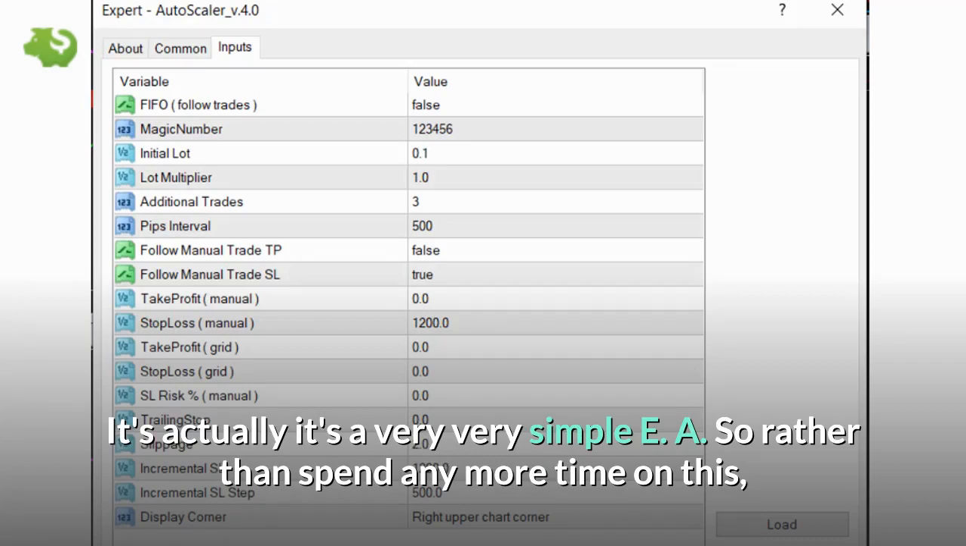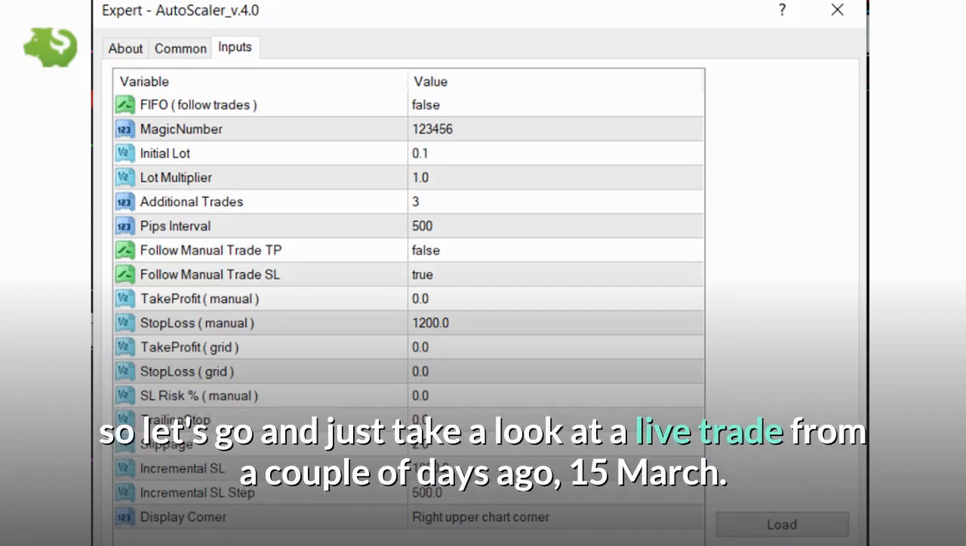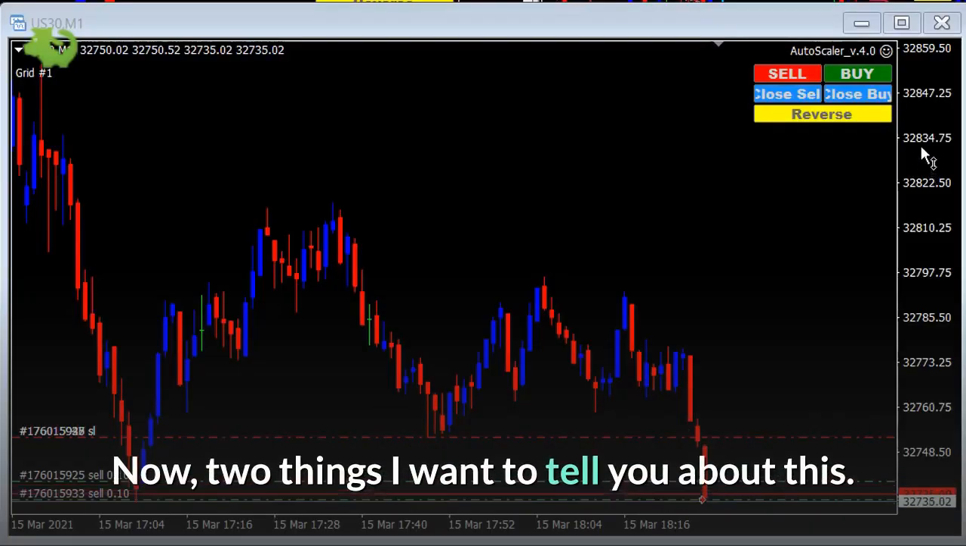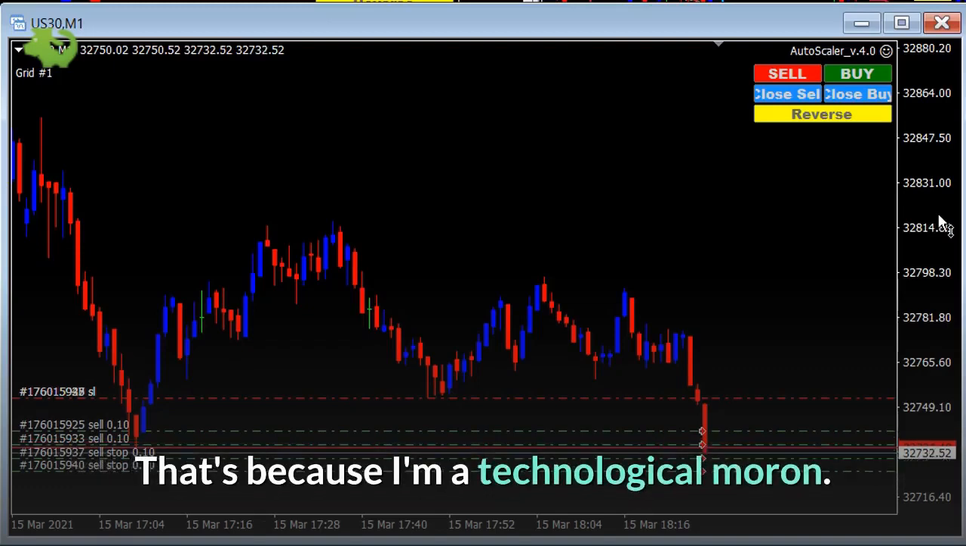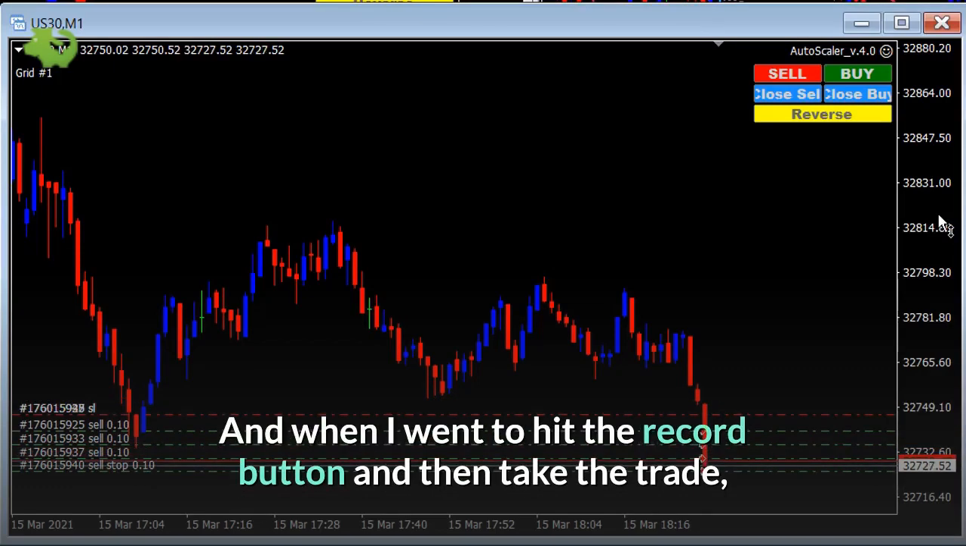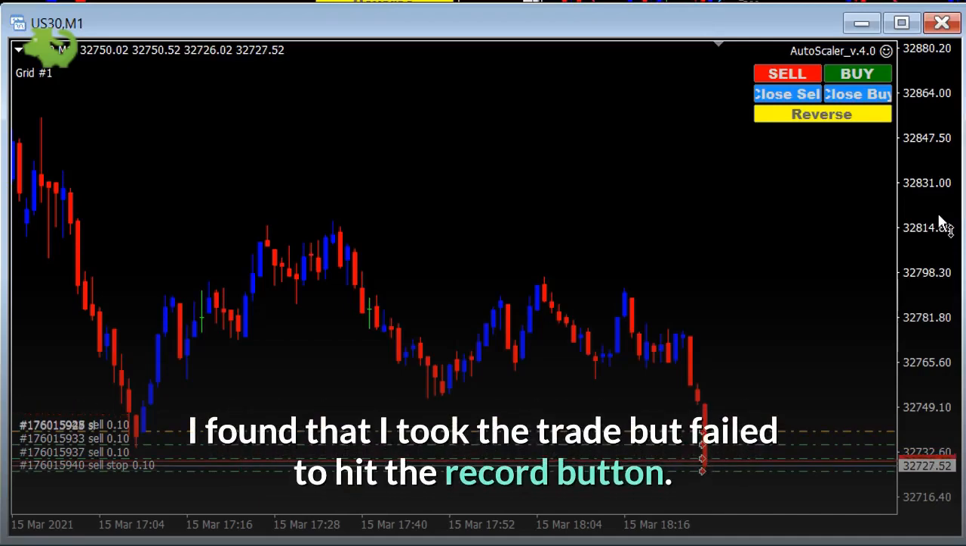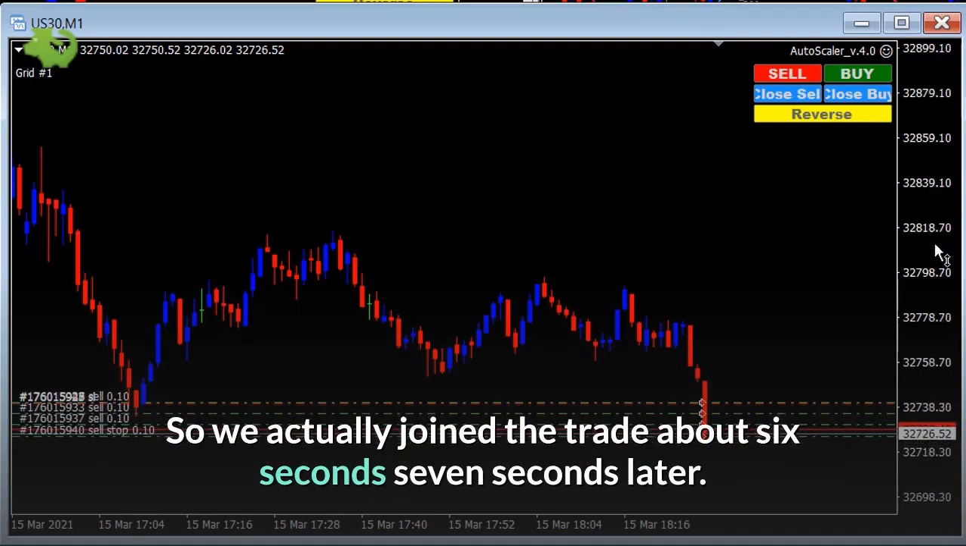So rather than spend any more time on this, let's go ahead and just take a look at a live trade from a couple of days ago, 15th of March. Now, 2 things I want to tell you about this. Number one, obviously the trade is already going. That's because I'm a technological moron, and when I went to hit the record button and then take the trade, I found that I took the trade but failed to hit the record button. So we actually joined the trade about 6 or 7 seconds later.